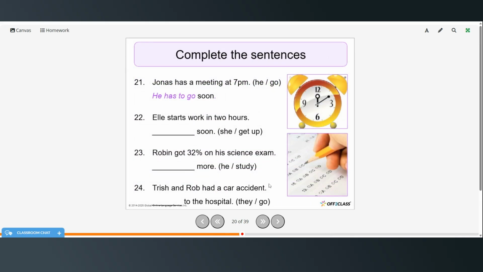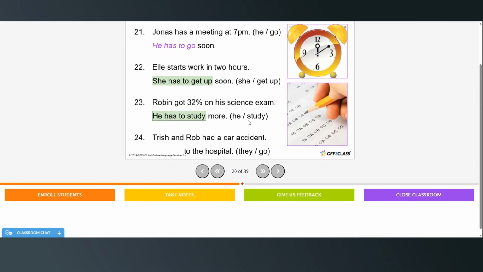All right, so now complete the sentences. The first one is done for you. Jonas has a meeting at 7 p.m. He has to go soon. Okay, Ellie starts work in 2 hours. She has to get up soon. Robin got 32% on his science exam. He has to study more. Trish and Rob had a car accident. They have to go to the hospital.